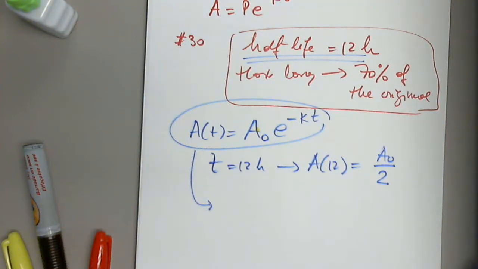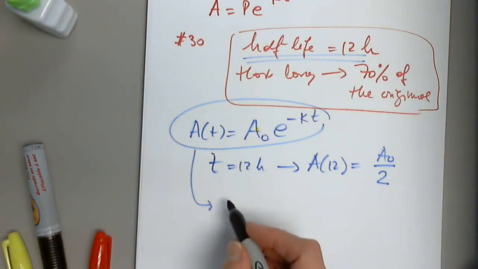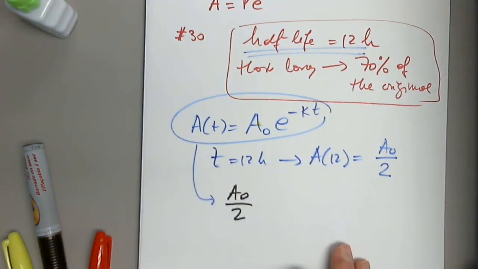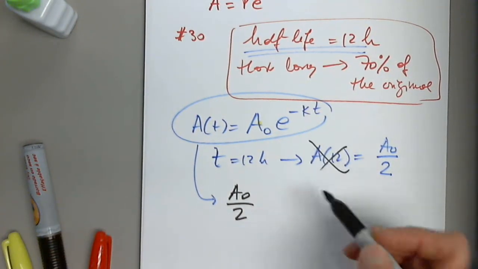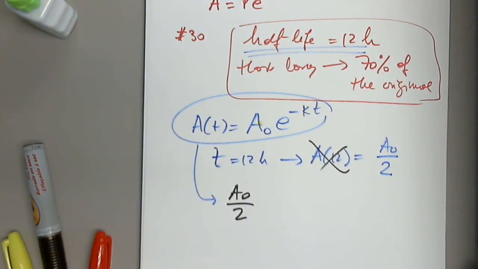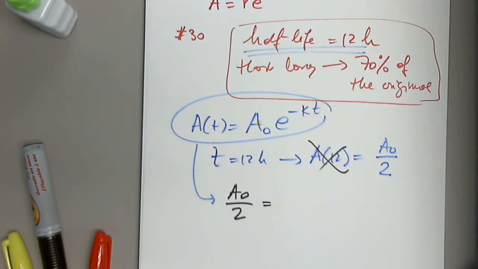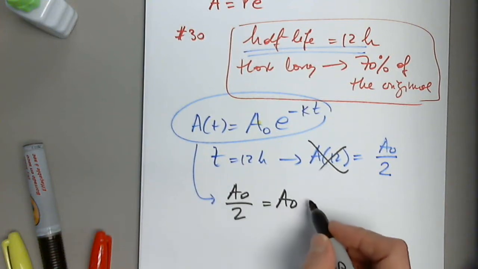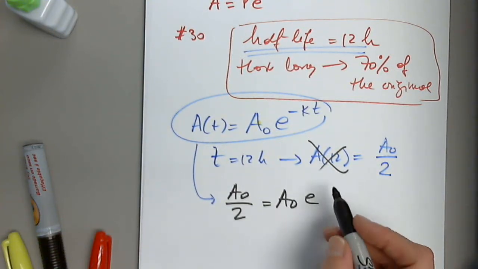Tell me how to write it. The left-hand side is A of 12, which is A0 over 2. I want to use the expression, not a name. And the right-hand side is A0 e to the negative kt.